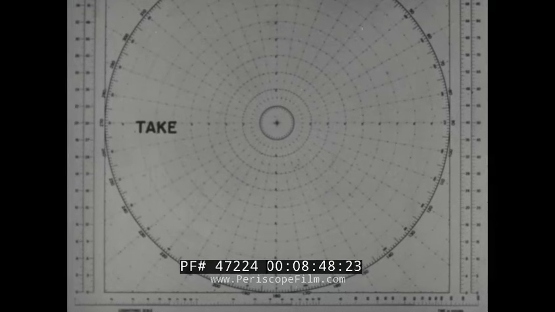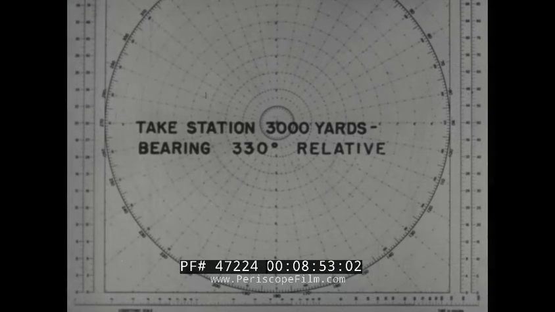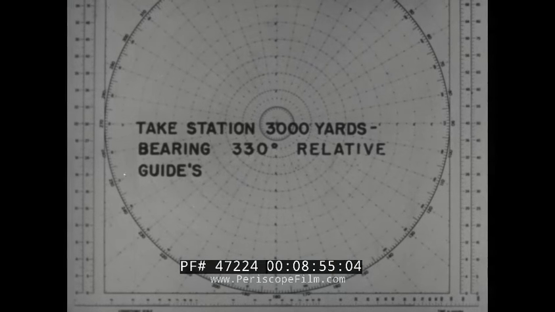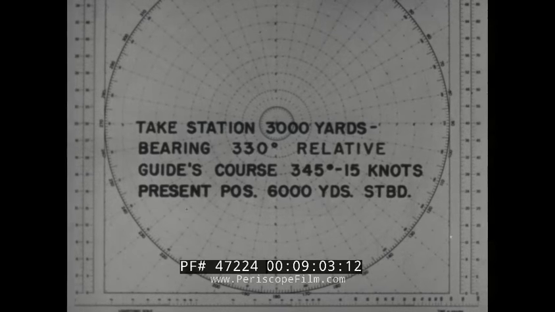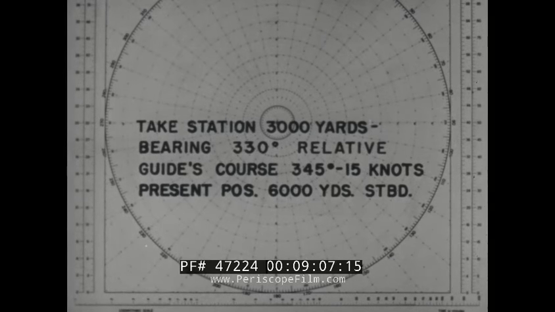You have been ordered to take station 3,000 yards bearing 330 relative from guide. The guide is on course 345 true at speed 15 knots. Your present position is 6,000 yards on the starboard beam of the guide. What is your course to the assigned station?